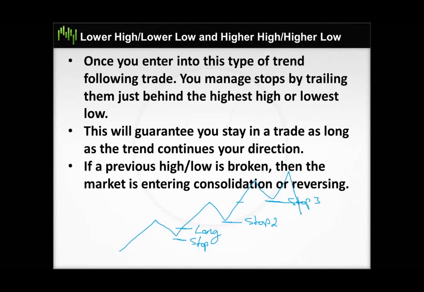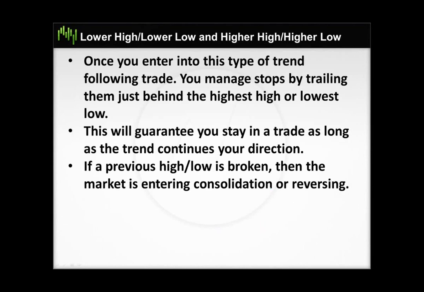Why do we want to exit when it stops putting in higher lows? The definition of an uptrend is higher highs and higher lows. If we're no longer putting in higher lows, we're either consolidating or reversing, so the trend has come to an end or gone into consolidation. The reason we trail our stops this way is that it guarantees you stay in a trade as long as the trend continues in your direction. If a previous high or low is broken, the market's entering consolidation or reversing, so we want to be out of it anyway. We make money when the market moves, not when it's in consolidation.